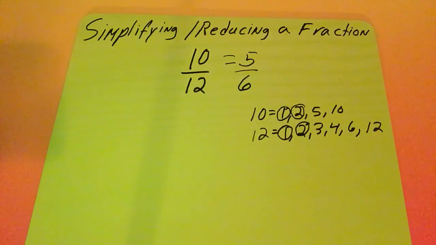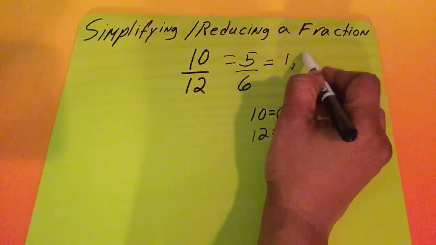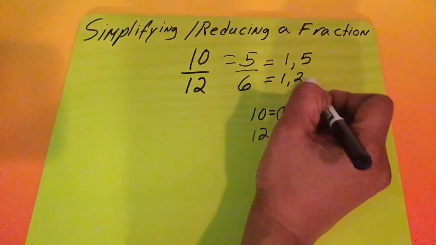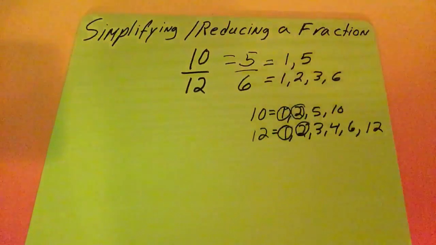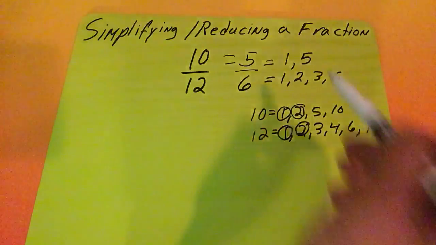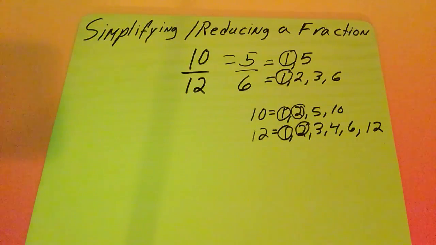And how do we know it is reduced to simplest form? We know a fraction is in its lowest form when the only factor that the numerator and the denominator have in common is the number 1. So we will list the factors of 5 and 6 to see what factors they have in common. Factors of 5, 1 and 5. Factors of 6, 1, 2, 3, and 6. And as you can see, the only factor that they have in common is the number 1. So we know that our fraction is reduced to its lowest form.